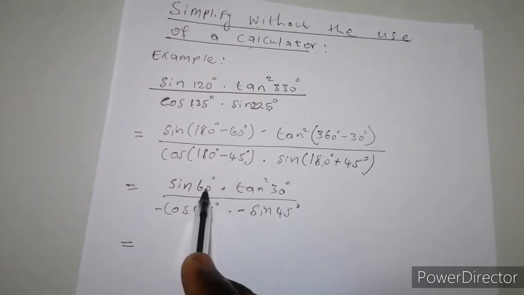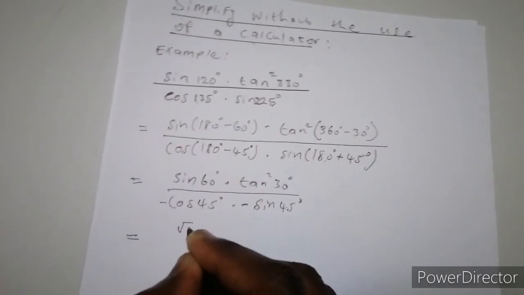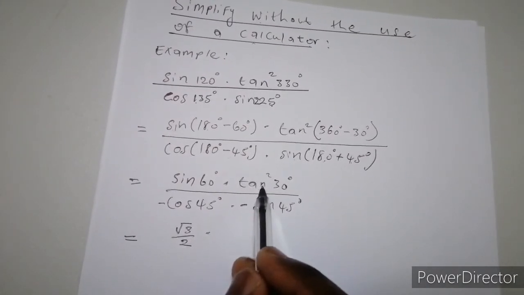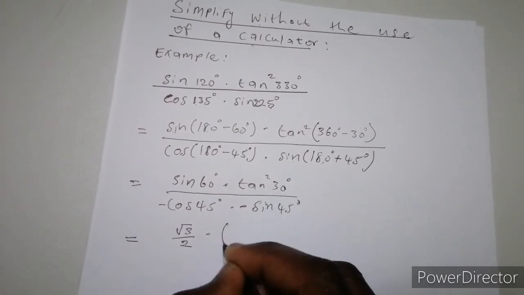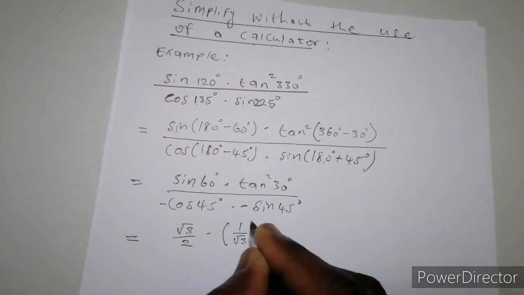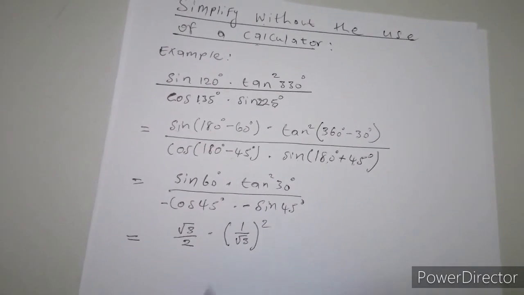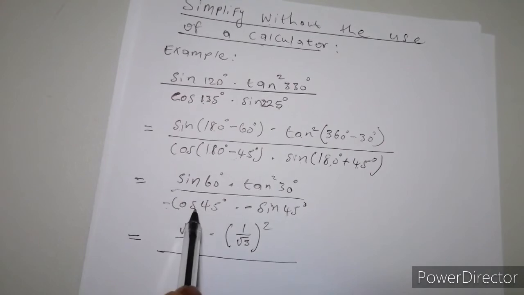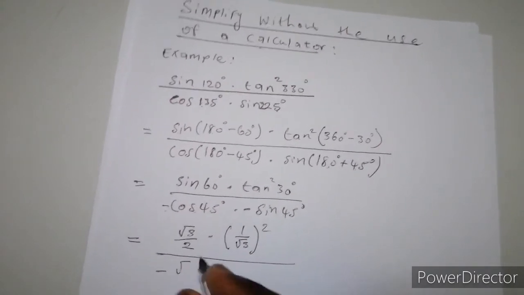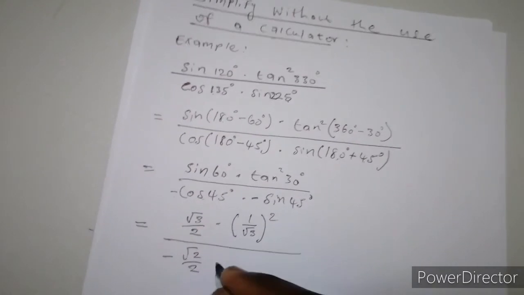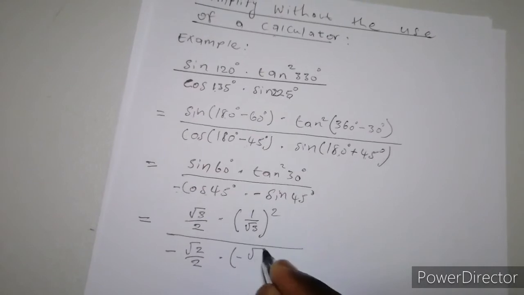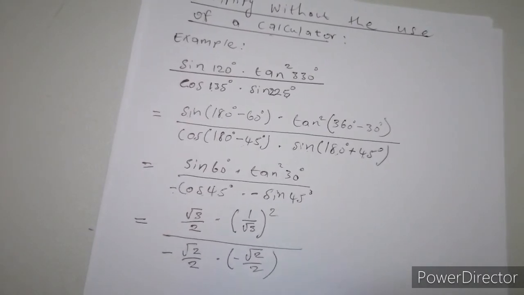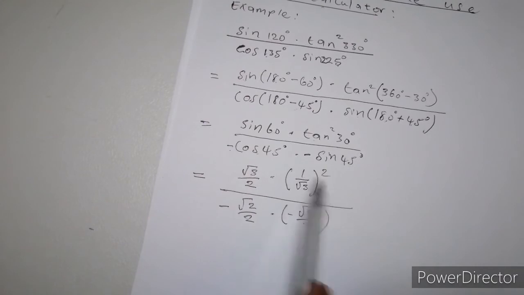The sine of 60 degrees is the square root of 3 over 2 multiplied by the tangent squared of 30, which is 1 over the square root of 3 all squared, all divided by minus the cos of 45 degrees, which is minus the square root of 2 over 2, multiplied by another negative square root of 2 over 2, without using a calculator, using the knowledge of special angles. Right, then we're going to simplify this without using a calculator.